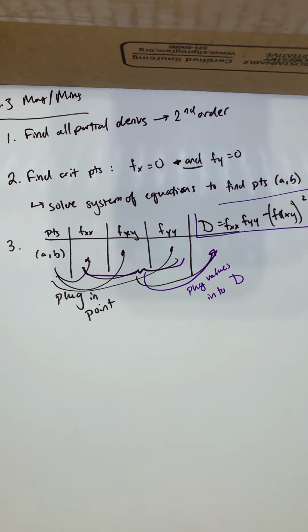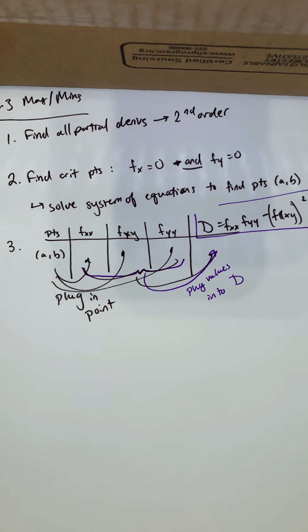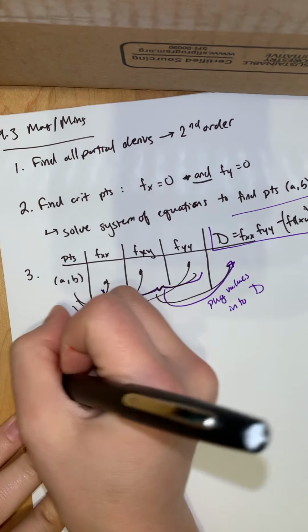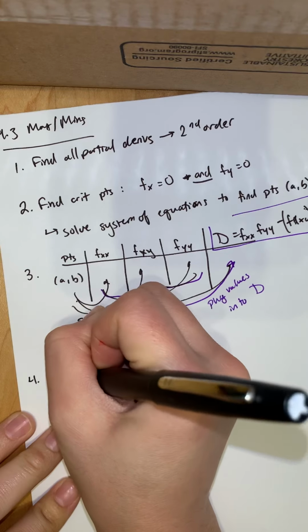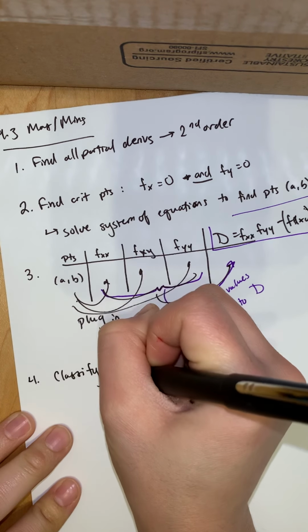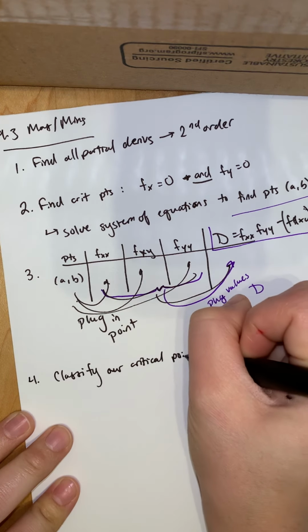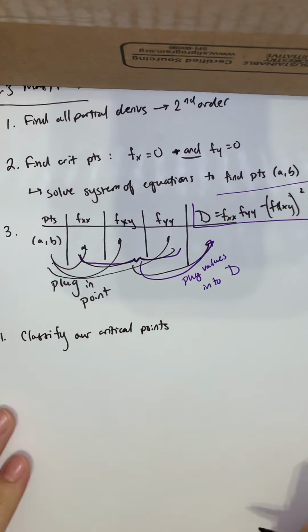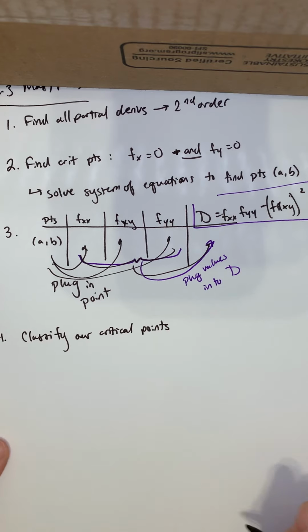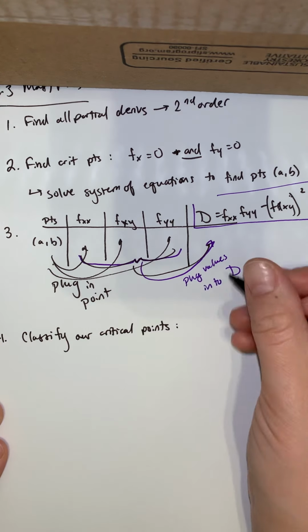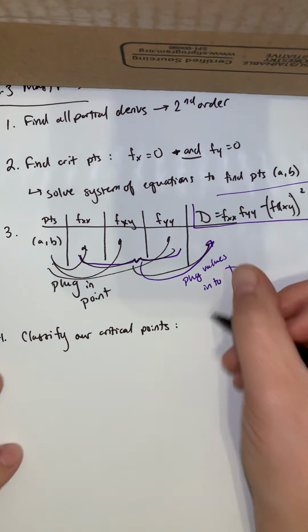And we said that making a chart like this was a really nice way to keep track of our points, especially when we have multiple points going on. And then step 4, we're going to classify our critical points. Okay, so classifying our critical points, let's get another chart going. I love charts, you know.